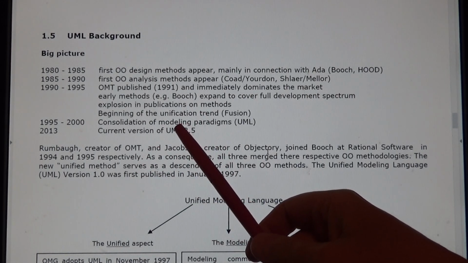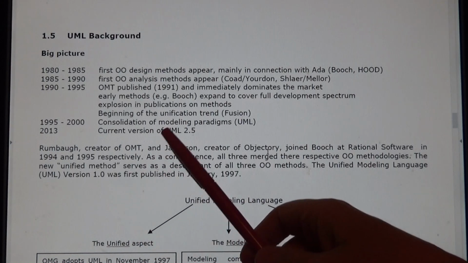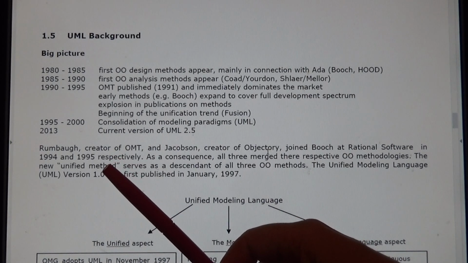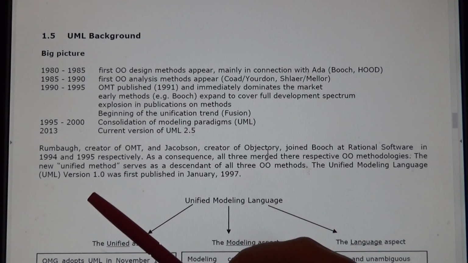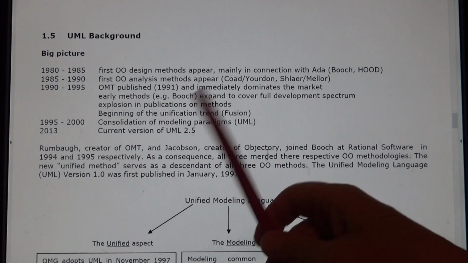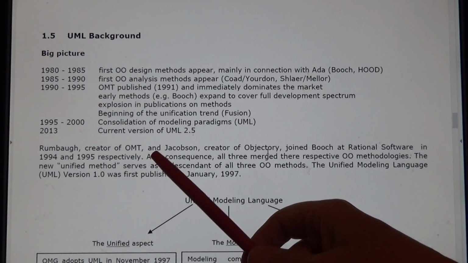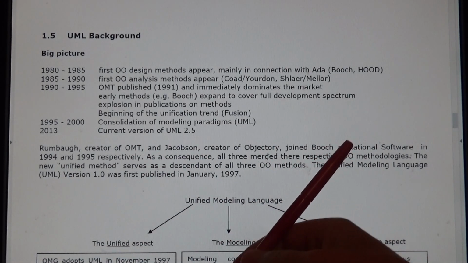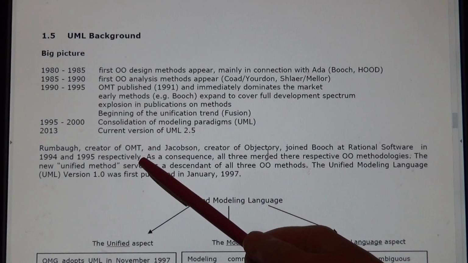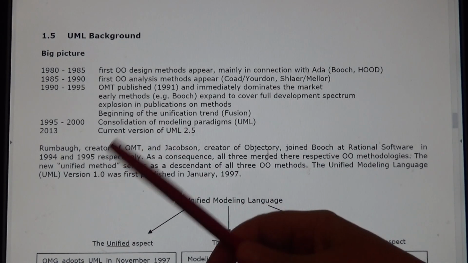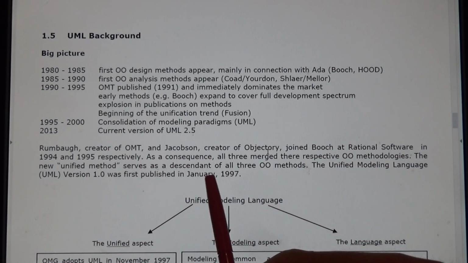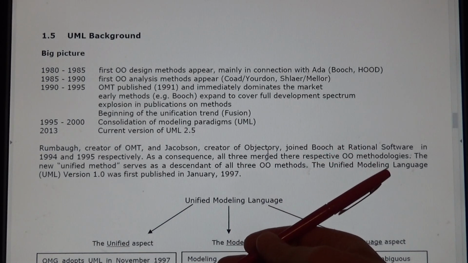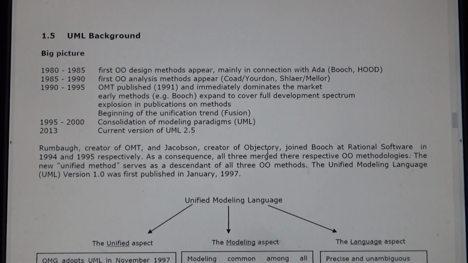And then there became awareness that, and this was created by Rumbaugh, the OMT, did I mention Objectory? I don't know if I did. Anyway, there were three different standards emerging: Rumbaugh, who created the OMT, Jacobson, who created Objectory, and Booch, who was at Rational. They realized in 1994 and 95 that we have a problem because there are three different threads going on, and they need to merge those threads. And so they came up with the UML, the Unified Modeling Language, in January of 1997.